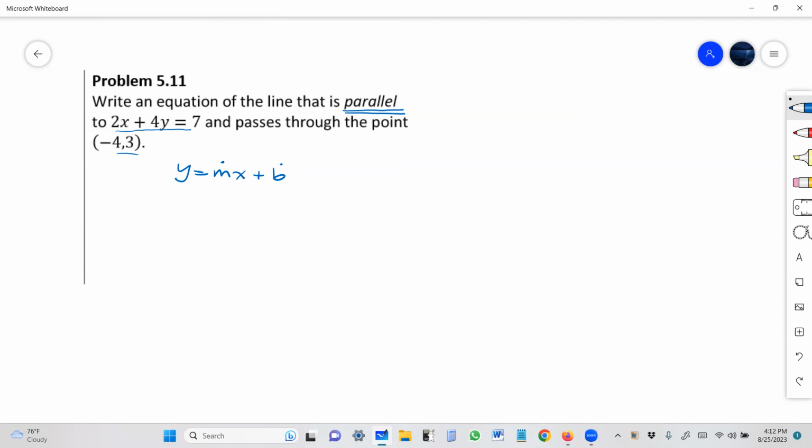Now, b, I am going to find, as before, using the point. But I'm not going to do this yet. I'm just showing you that b we always find using the point given. How do I find the slope? Now, in the previous case, they gave us 2 points, and we used the formula. In this case, we don't have that. But we have this equation.